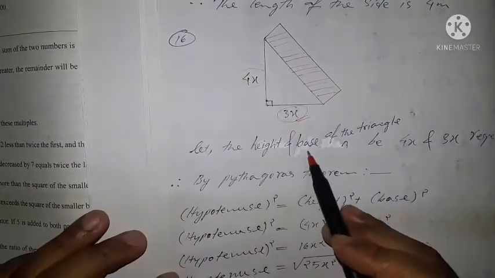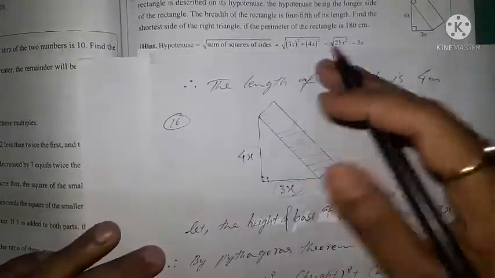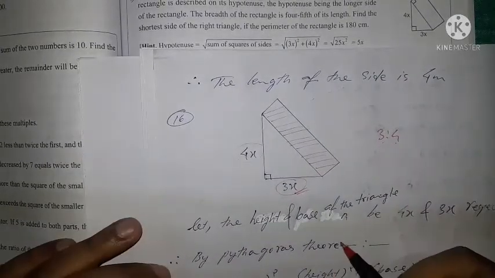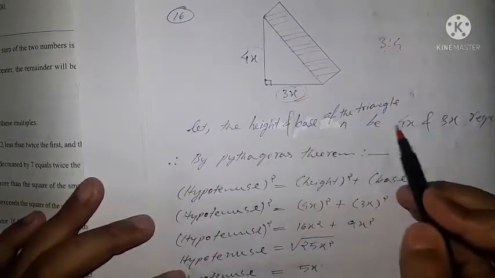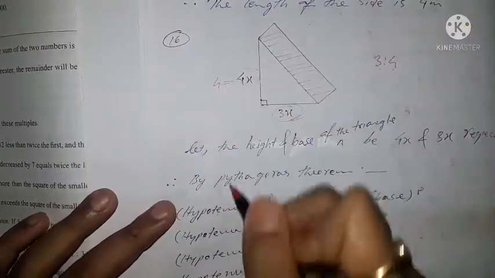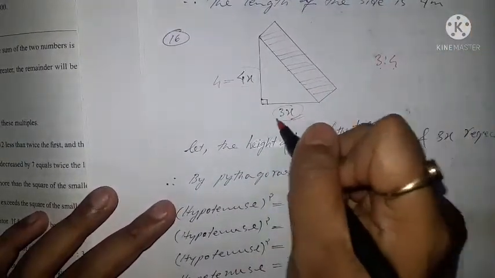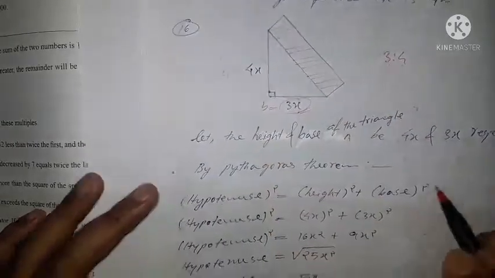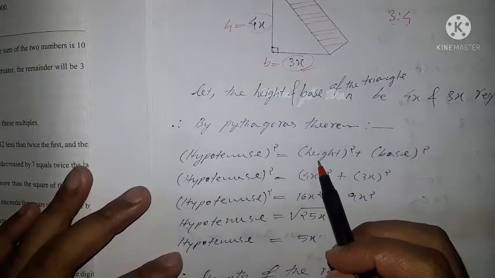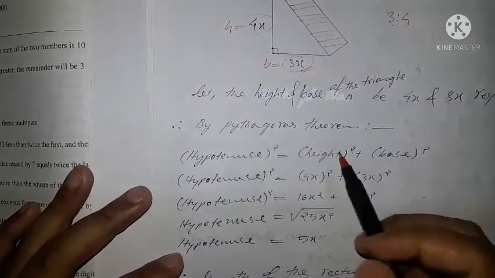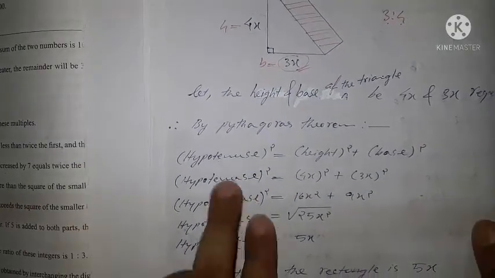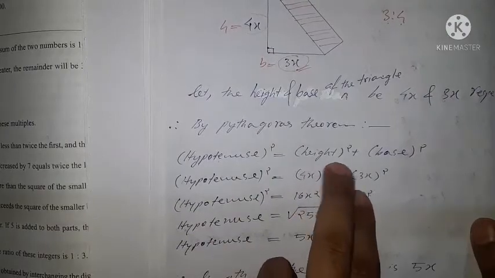Since it is given that the sides of the triangle are in the ratio of 3:4, we have taken 3x and 4x. So let the height and base of the triangle be 4x and 3x. This is the height of the triangle, that is 4x, and this is the base of the triangle, that is 3x respectively. By Pythagoras theorem, which you have learned in the lower class, hypotenuse square is equal to height square plus base square.